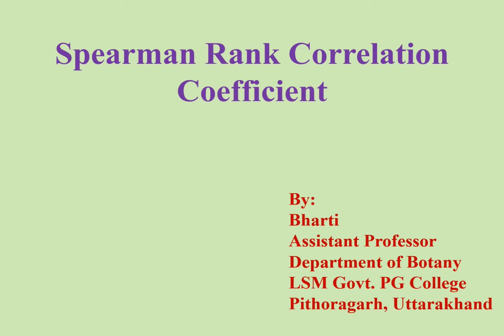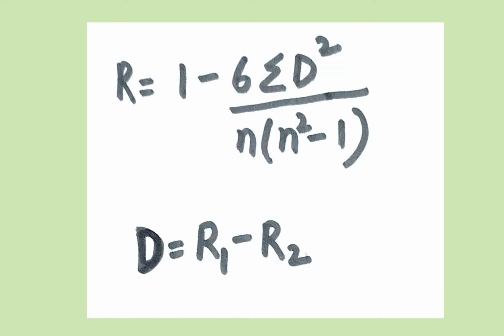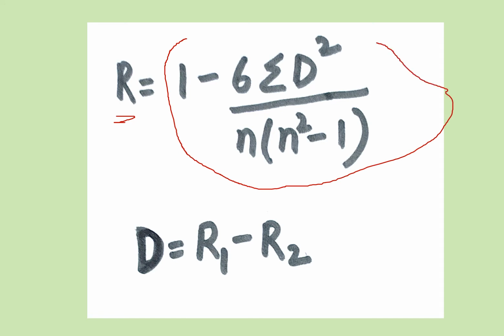In this lecture, I'll discuss how to solve Spearman rank correlation coefficient. Spearman rank correlation coefficient is denoted by symbol R and it is calculated by using the formula 1 minus 6 sigma d square upon n in bracket n square minus 1. Here d is equal to R1 minus R2.